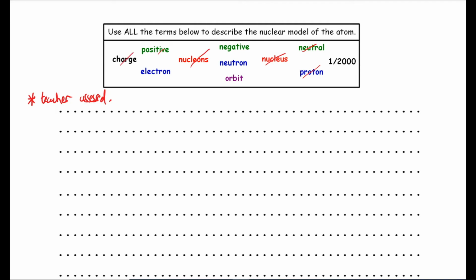Protons have a positive charge, neutrons have no charge. The atom is mostly empty space, and electrons orbit around the nucleus, and the electrons have a negative charge and have a mass of 1/2000th the size of a proton and a neutron. I could have crossed out neutron earlier. Something like that. Okay, so you write that underneath here.